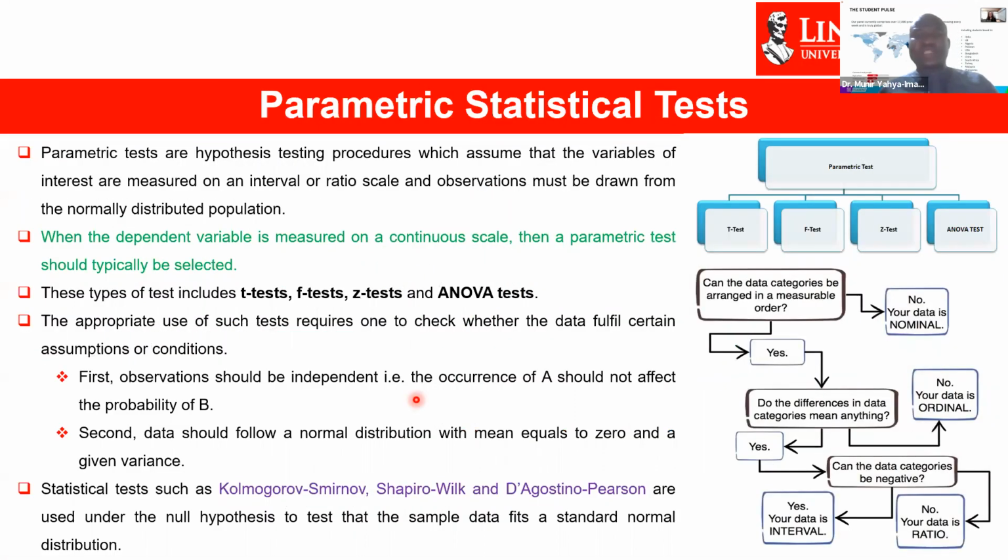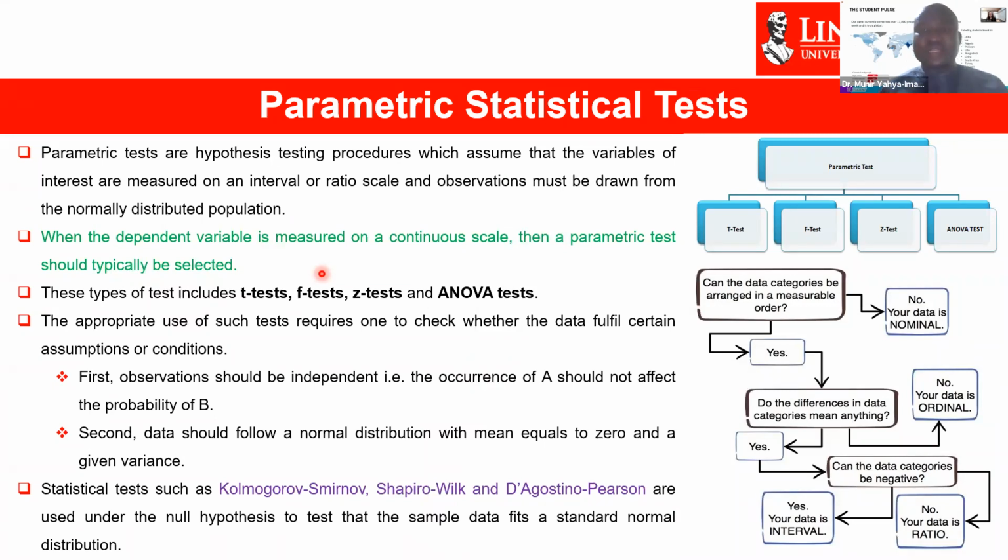Now, let's quickly look at the parametric statistical test. Parametric tests are hypothesis testing procedures which assume that the variables of interest are measured on an interval or ratio scale. An observation must be drawn from a normally distributed population. When the dependent variable is measured on a continuous scale, then a parametric test should typically be selected.